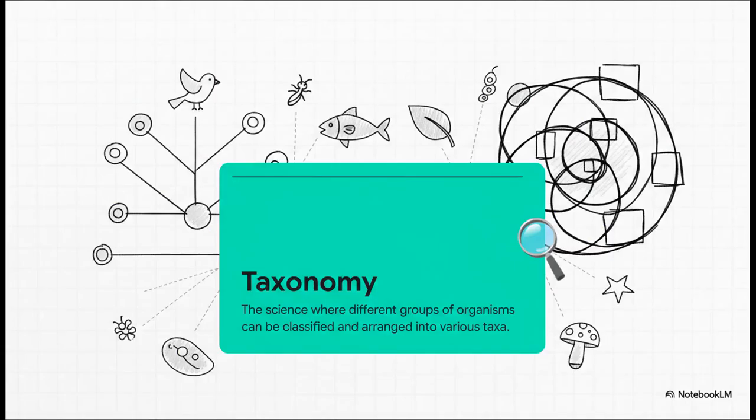The science behind all of this is called taxonomy. You can think of it as the official rulebook for how we classify and name all life, putting them into these special groups. This is literally the foundation for how we understand the biological world today.